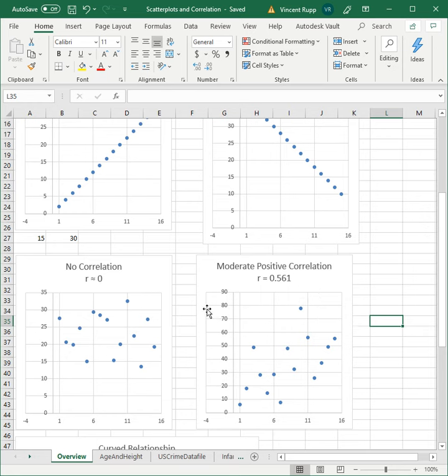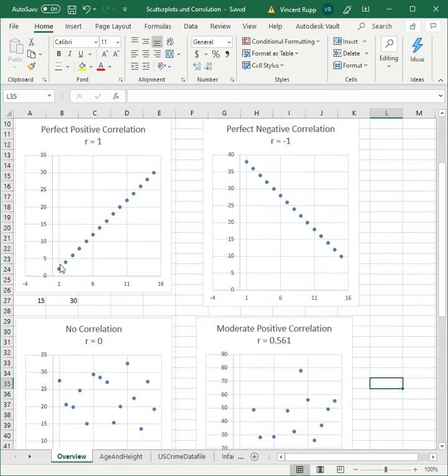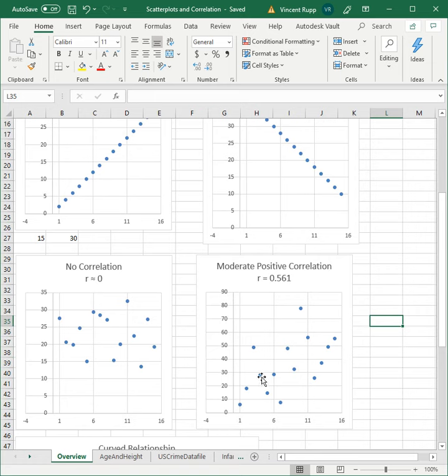So if you recall, exactly 1 would be all on a straight line, 0 would be totally random. So 0.561 is in the middle where there is an upward trend, but there's still a lot of scatter there. If you read from left to right, this is the highest dot, then the next one is lowest, but overall they're going up.